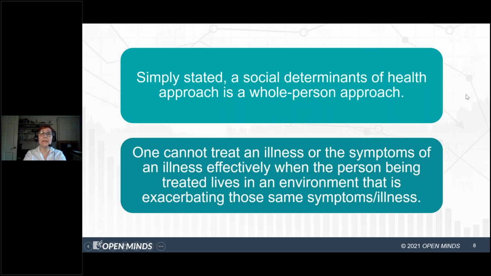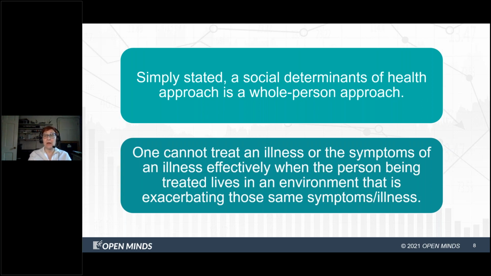So, simply put, social determinants of health is a whole person approach. It's a way of looking at not just the person, but all the factors that affect that person when you're thinking about treating an illness or the symptoms of an illness.